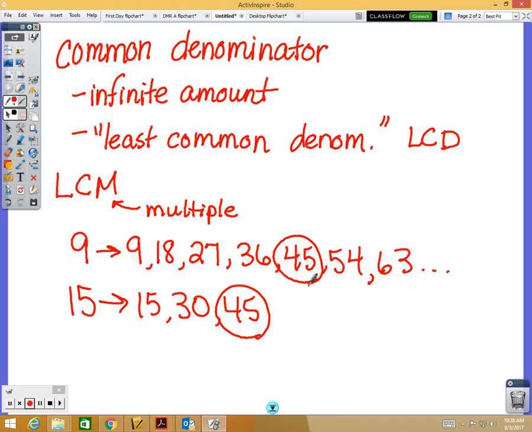Another trick that you can use to find just a common denominator, let's say if we had a problem where one denominator was a 9 and one denominator was a 15, what is another strategy that you can use that would just give you a common denominator? Just multiply the two denominators together, right? If you multiply the two denominators together, you're going to get a common denominator. It's just not always going to be the least common denominator.